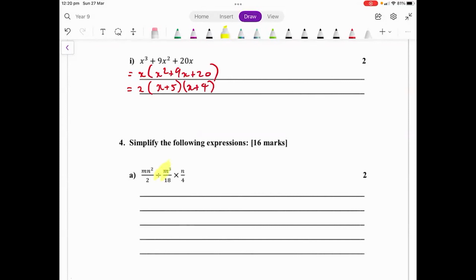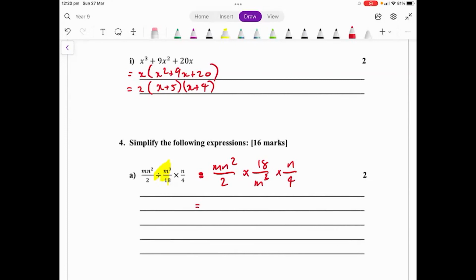Question 4, I'm going to use KCF to change everything into multiplication. So I keep that first term the same. I change that division into a multiplication, and I flip my second fraction upside down, so it becomes 18 over m cubed. Then I work on the numerator.